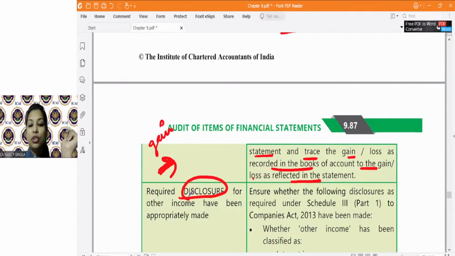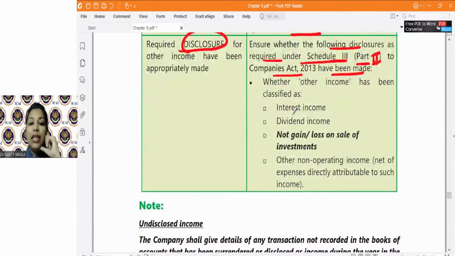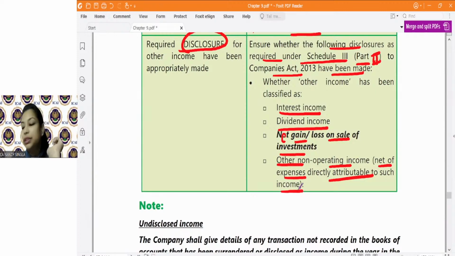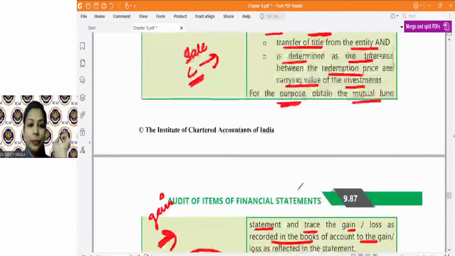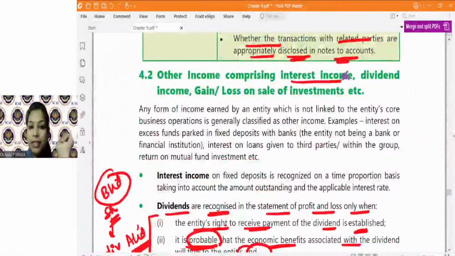Now with respect to disclosure, so again consider it as part 2. So ensure whether the following disclosures required under Schedule 3 Part 2 to the Companies Act have been made. What are those? Whether other income has been classified as interest income, dividend income, net gain loss on sale of investment, other non-operating income, net of expenses directly attributable to such income. Simple, है ना. So here we have covered what? Interest income, dividend income, gain or loss on sale of investment.